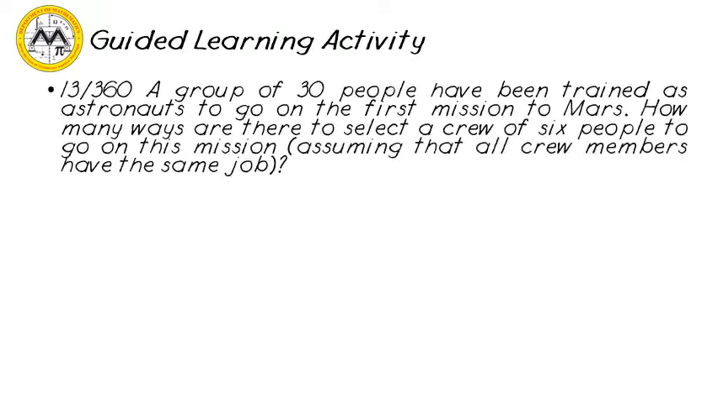Next, a group of 30 people, so there are 30, have been trained as astronauts to go to the first mission to Mars. How many ways are there to select a crew of 6 people to go on this mission? So there are 30, we're going to choose 6. Assume that all crew members have the same job, so it doesn't matter whether you have a specific skill. So it would just be combination. You're not going to arrange them according to a certain position.